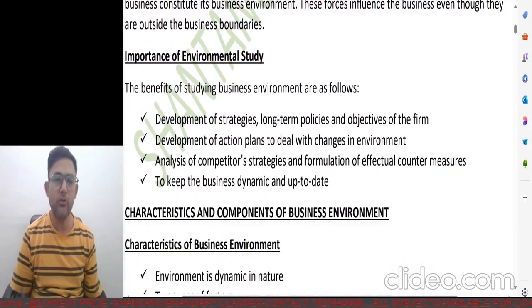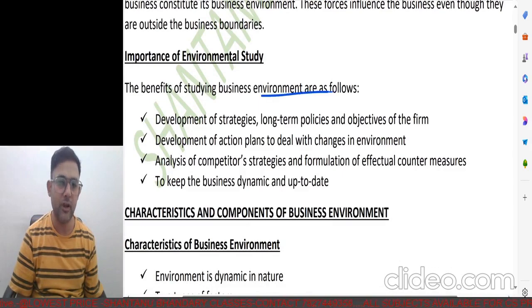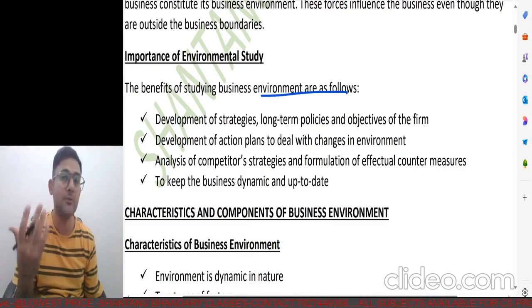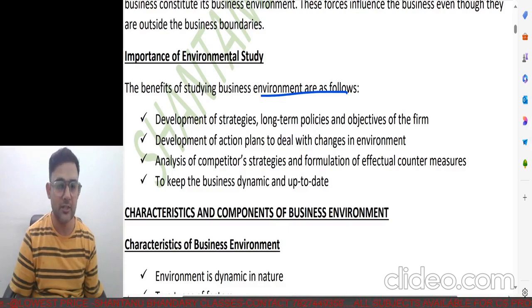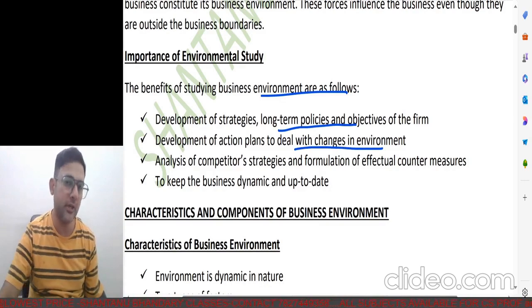Now, the importance of environment study. The benefits of environment studies are as follows: it helps you to develop strategies and long-term planning. It helps you to deal with changes in the environment. It actually helps you to counter the competitive strategy.